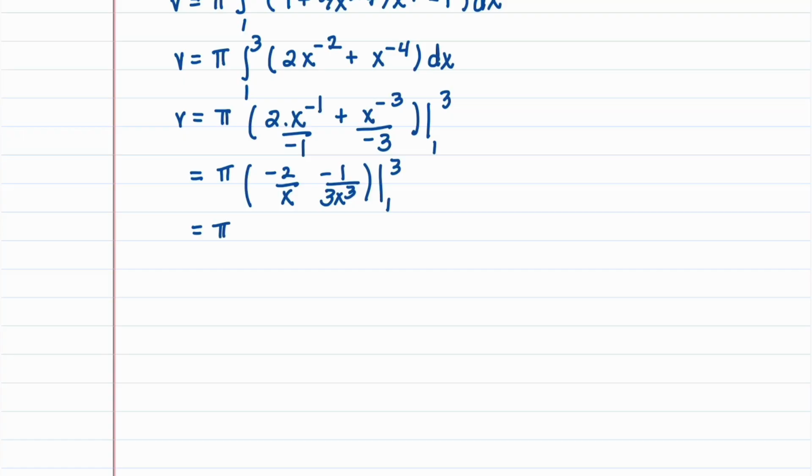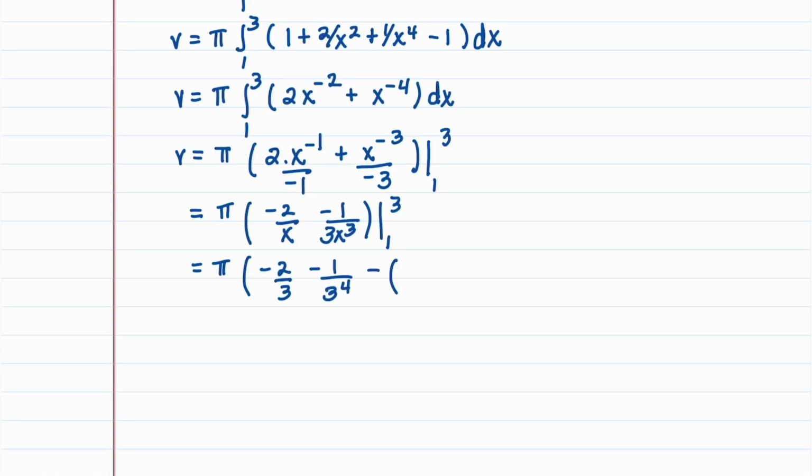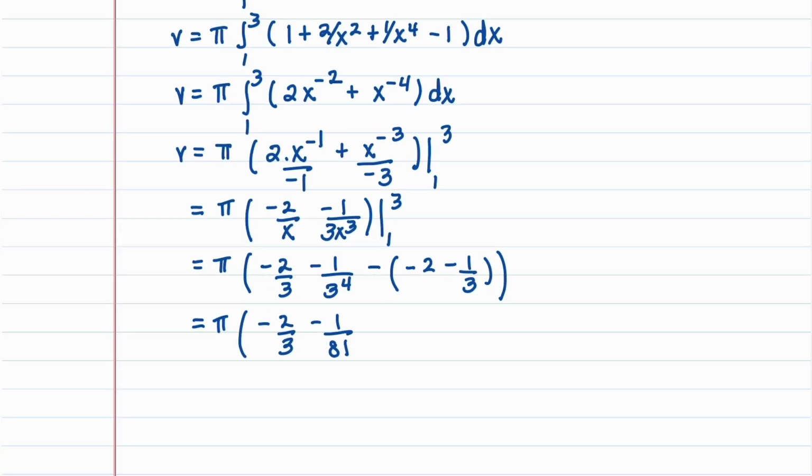Let's now substitute in that x is equal to 3. This gives us a minus 2/3 minus 1 all over 3 times 3 cubed, so this is just 3 to the fourth, minus, now we're going to let x be equal to 1, so this is a minus 2 minus 1/3. Let's simplify this and see what we get. This is a minus 2/3. 3 to the fourth is 9 times 9, so that's just 81. And then we have plus 2 plus 1/3.